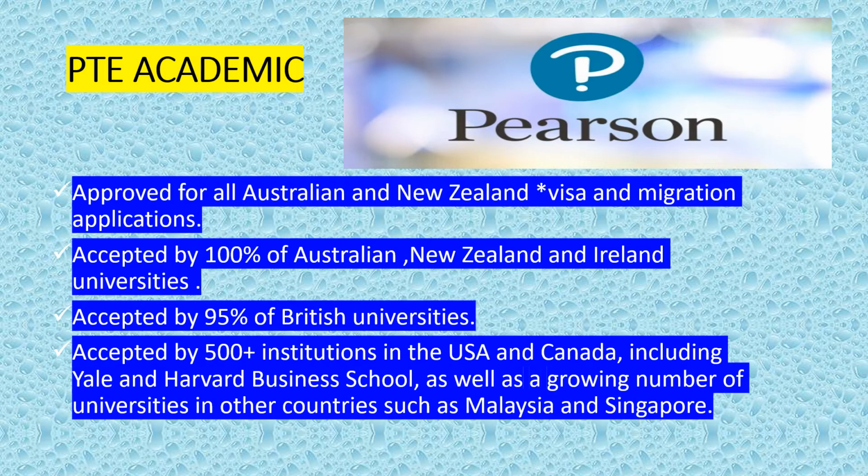Moreover, it is approved for all Australian and New Zealand visa and migration applications. It is accepted by 100% of Australian, New Zealand, and Ireland universities. It is accepted by 95% of British universities, and it is accepted by 500 plus institutions in USA and Canada, including Yale and Harvard Business School, as well as a growing number of universities in other countries such as Malaysia and Singapore.